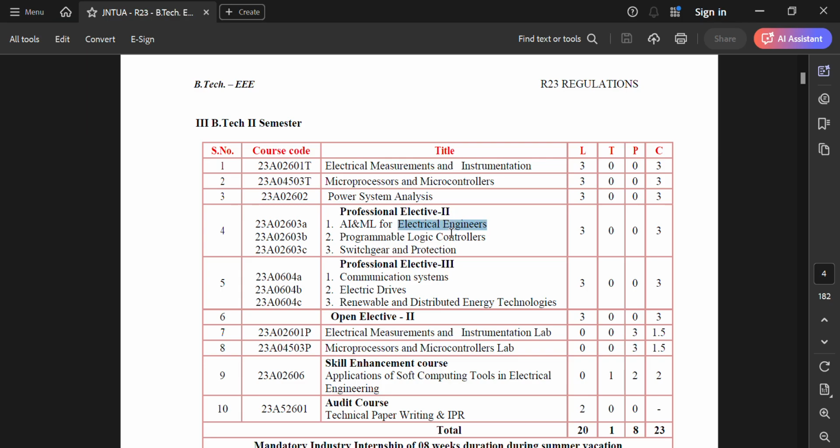Next is PLC. PLC plays a vital role on the electronic and automation side. Automation side, it is very important. PLC, if you choose this subject, it is useful for you.